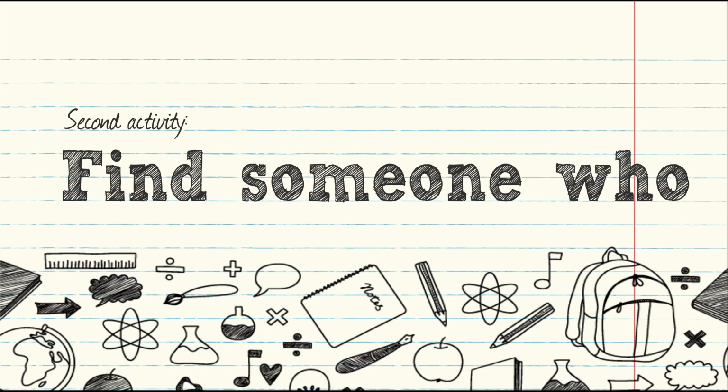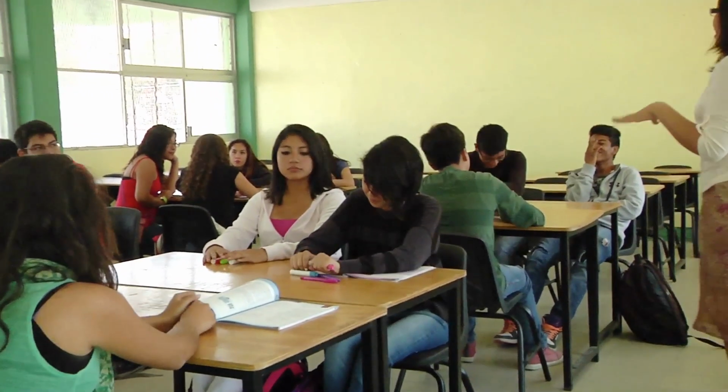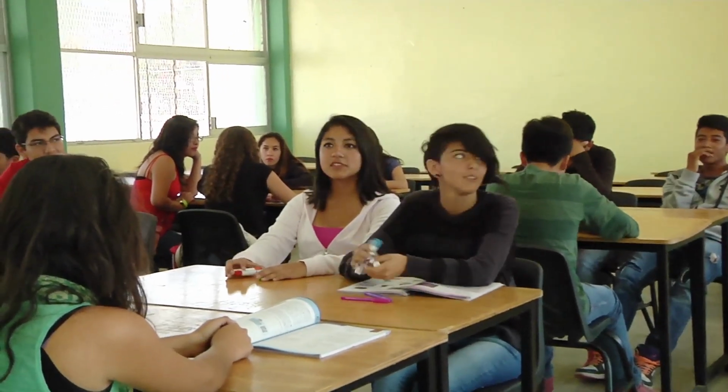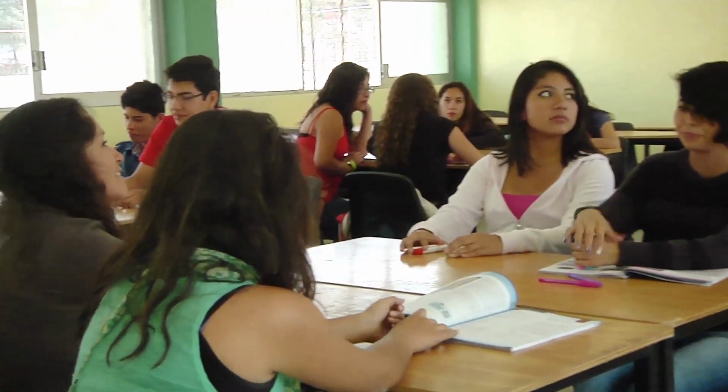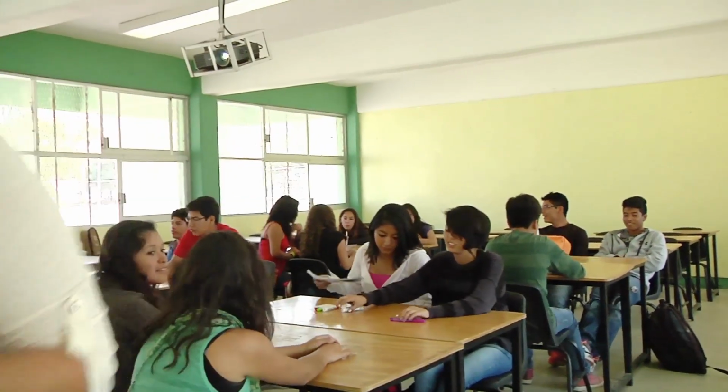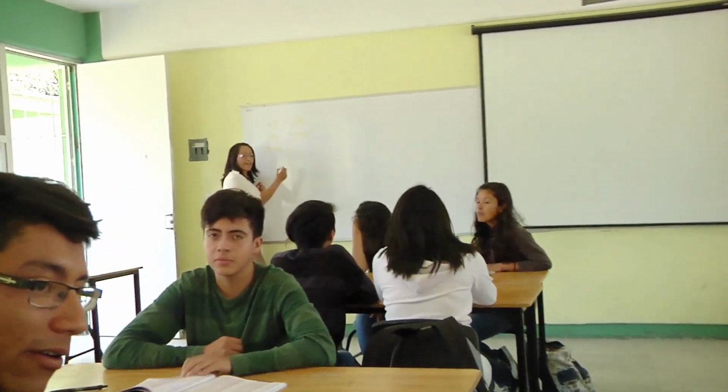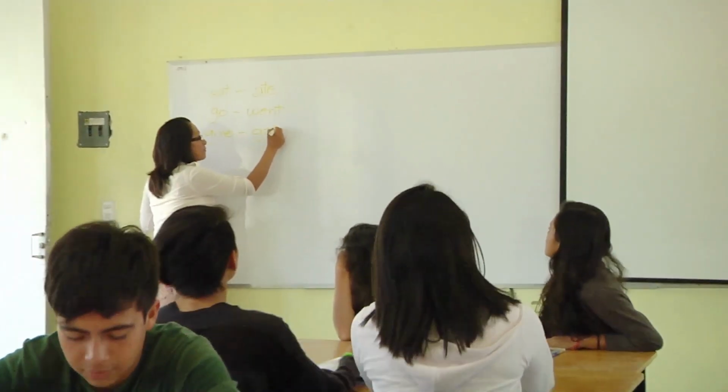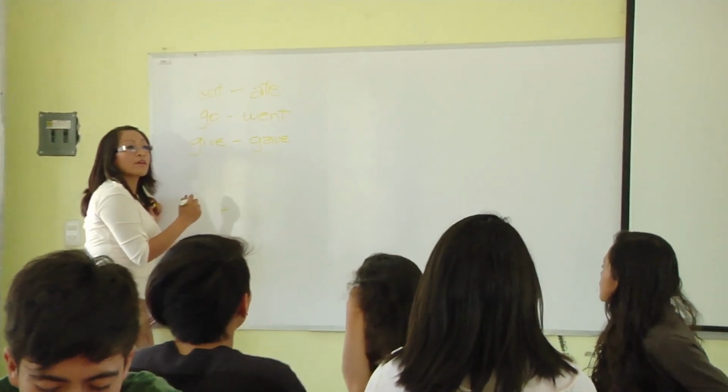This activity is called Find Someone Who. We are going to review the past tense, but it is also a perfect activity for reviewing other tenses such as simple present, future, etc. I started with a warm-up by reviewing verbs in past tense, especially irregular ones, which are the most difficult for students. We also did a quick reminder of the structure to write questions in past tense.